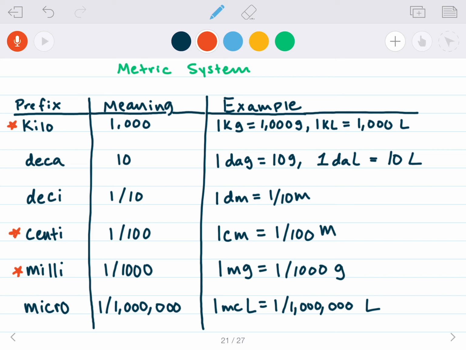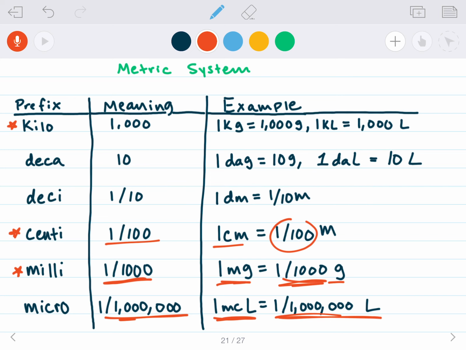So let's look at centi. So centi means 100th. So 1 centimeter is 100th of a meter. Okay? Say it out loud. Milli is 1,000th. So 1 milligram is 1,000th of a gram. And micro is very small. It's 1 millionth. Okay? So 1 microliter is 1 millionth of a liter. All right? So that's how those work.